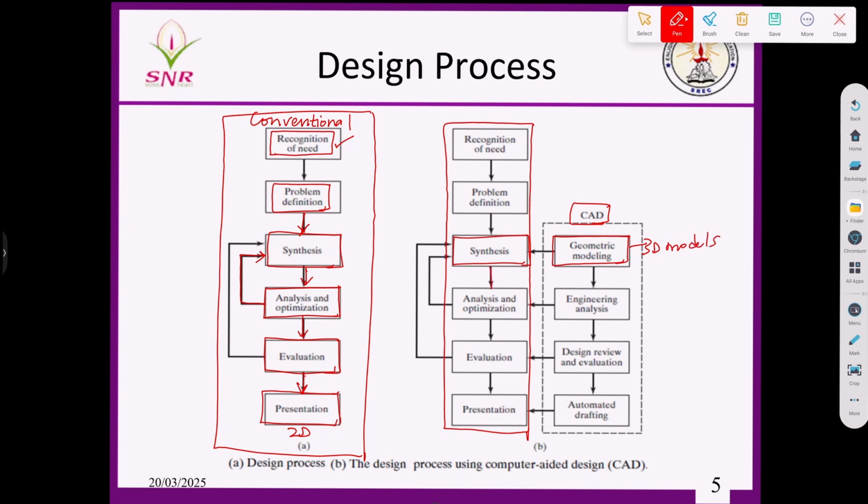Once the synthesis is complete, we go for analysis and optimization. Here, engineering analysis is done with CAE software packages. Once this analysis and optimization is complete, we go for evaluation. Here, the design review and evaluation is done by the design team members. Once the design is complete, we have to create 2D drafting of the drawings.